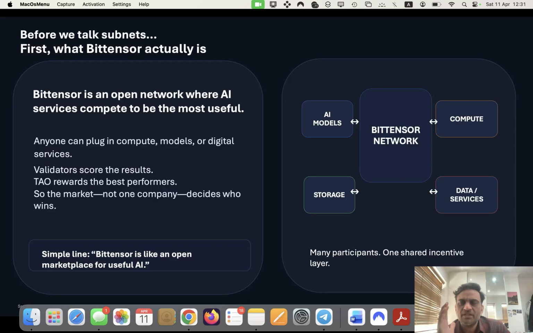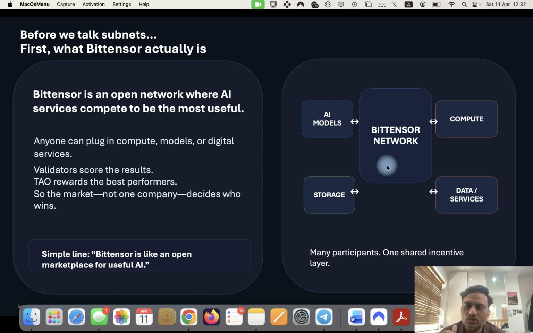So what Bittensor actually is. As we briefly discussed, Bittensor is an open network where AI services compete to be useful. If you see in this diagram, the AI services can be your AI models, compute, or storage, giving storage as a service in a decentralized way, data or other services. One subnet can offer compute as a service that can be plugged in, another could be decentralized storage, etc. So anyone can plug in compute, models and digital services.